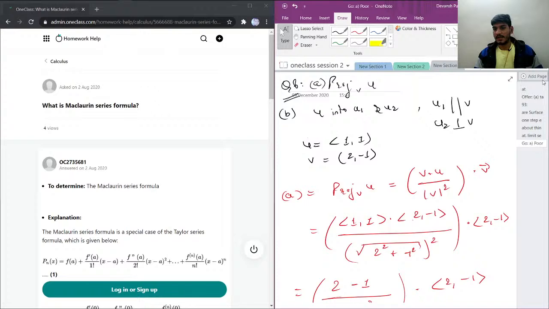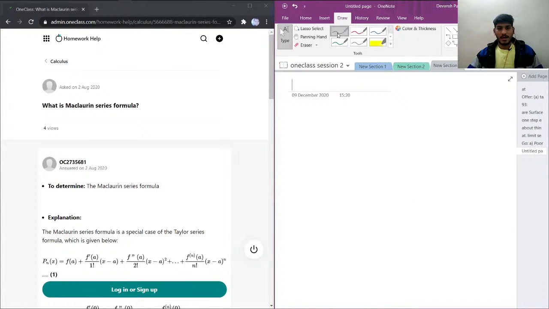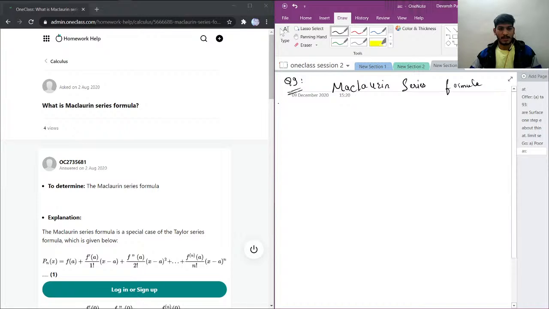This was question number 8. We have question number 9. So what is the Maclaurin series formula? The Maclaurin series is basically a special case of the Taylor series, and it is derived with the help of the Taylor series. So I'll start with the Taylor series.